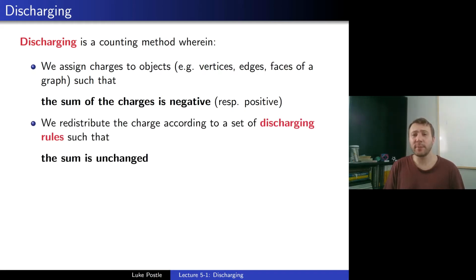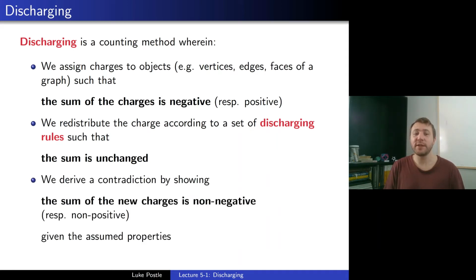So we assign charges to objects such that the sum of the charges is negative, and then we redistribute the charge according to a set of, quote, discharging rules, such that the sum is unchanged. So we know what the sum is, some negative number, and then we have maybe local or perhaps even global rules which will redistribute the charge, but importantly, conserve the total amount. So the sum is unchanged.